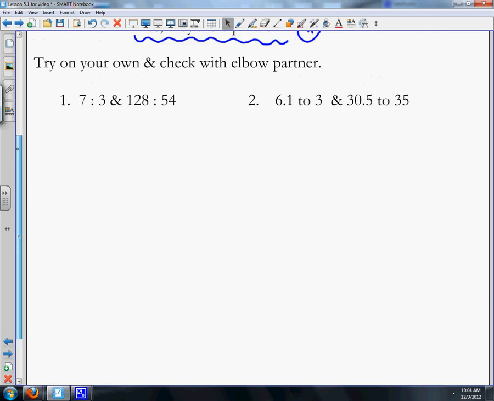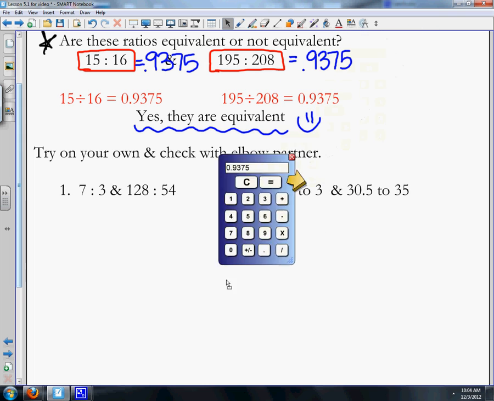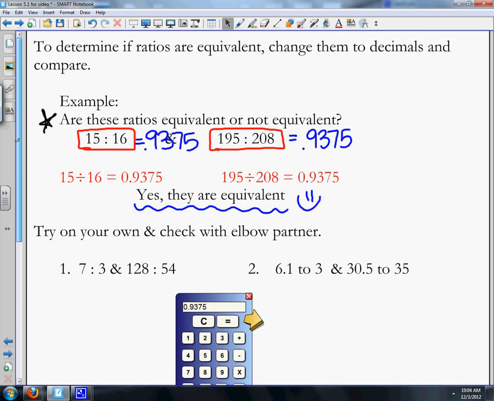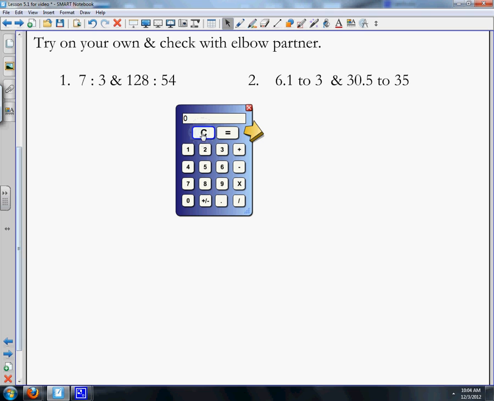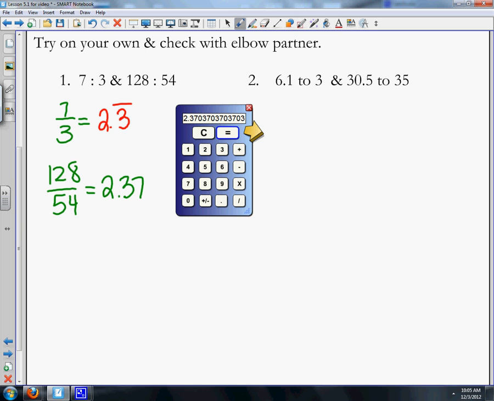Okay, so you should have your calculator out. Let me grab mine. Okay, I am going to do 7 over 3 and what that equals, and then I'm going to do 128 over 54 and get what that equals. So 7 divided by 3 equals 2.3 repeating, and then 128 divided by 54 equals 2.37. So these are not equivalent, not equal.